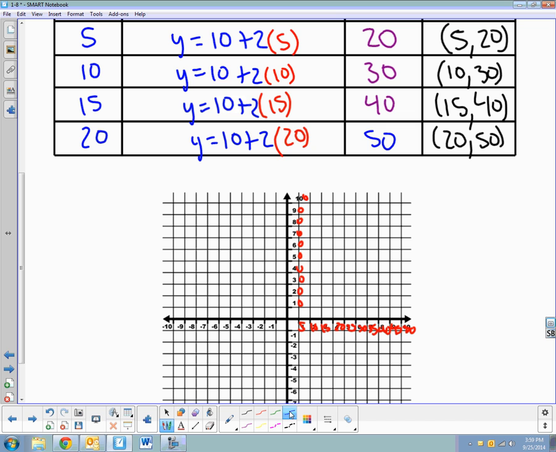I always start at the origin, I go 5 on the x-axis and 20 on the y-axis. The next one, 10, 30. So I go 10 on the x-axis, 30 on the y-axis. The next one, 15, 40. 15 on the x-axis, and I think you get the idea, so go ahead and work fast with me if you need to. And 20, 50. And it should create, at least for this particular graph, a nice straight line. And there we go. We've got our points.